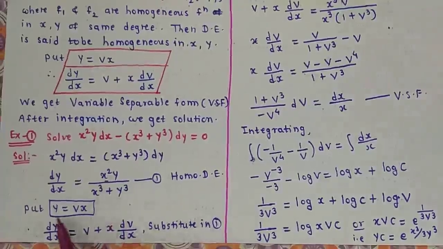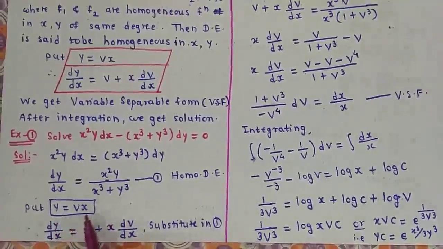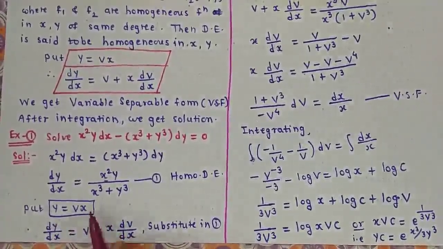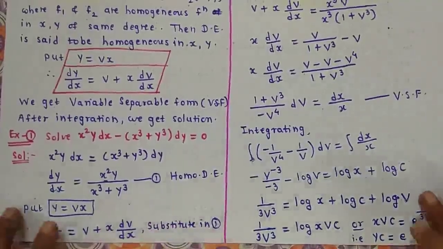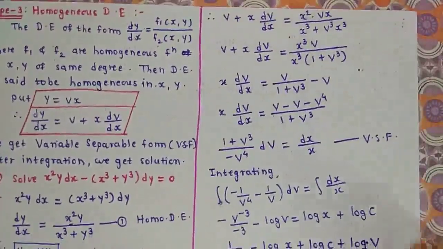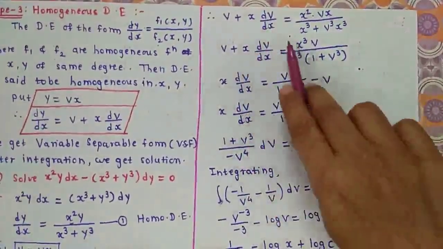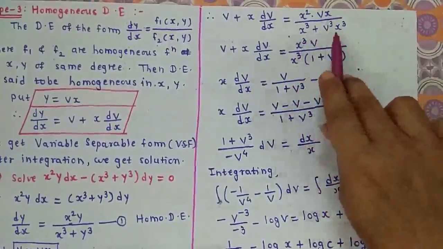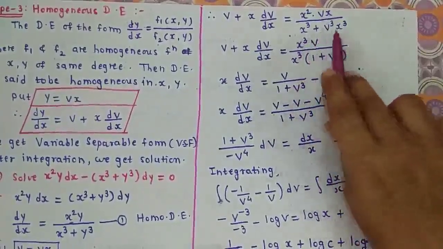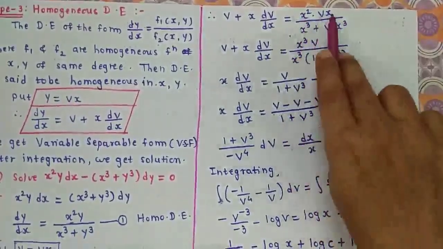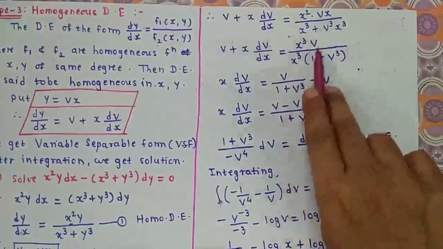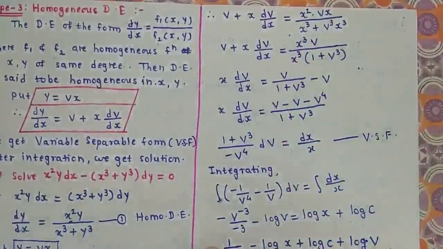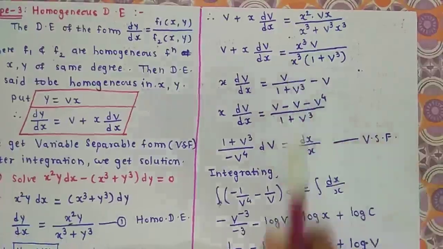And that's why we use the substitution y equals vx, so that dy by dx becomes v plus x dv by dx. Now we use these two things in equation number 1, and hence we get v plus x dv by dx equals x square into, now we replace y by vx, upon x cube plus y cube, that is x cube plus v cube x cube. Now x square into x is x cube, so x cube v upon, from the denominator we take x cube common, so that the x cube from numerator and denominator get cancelled.